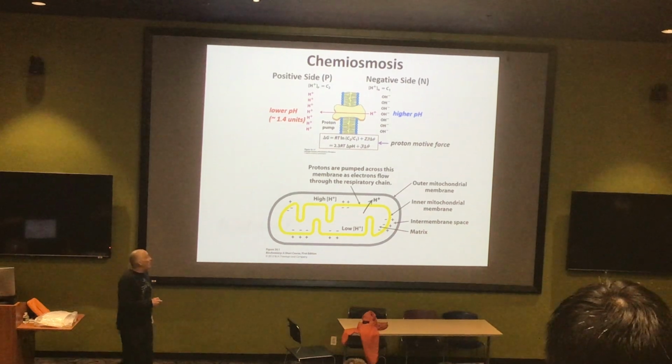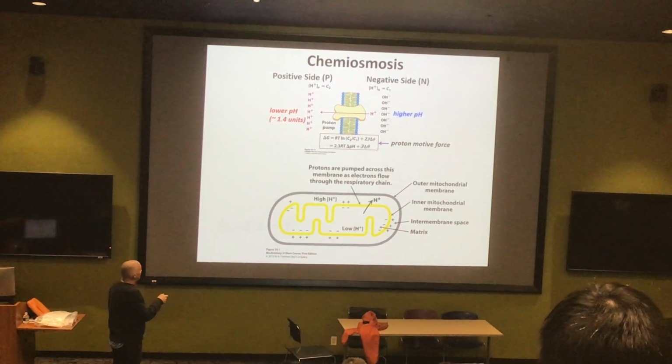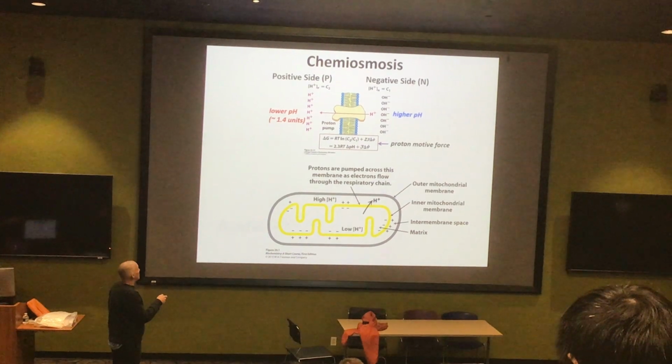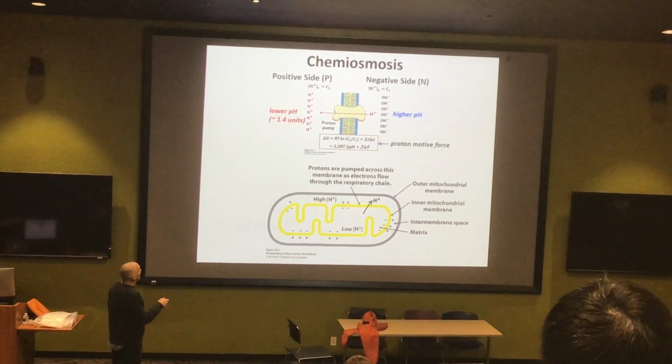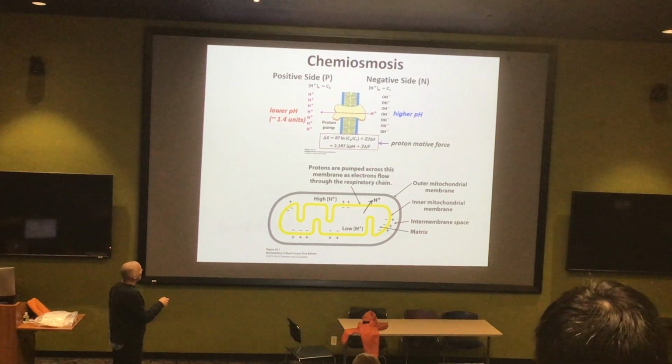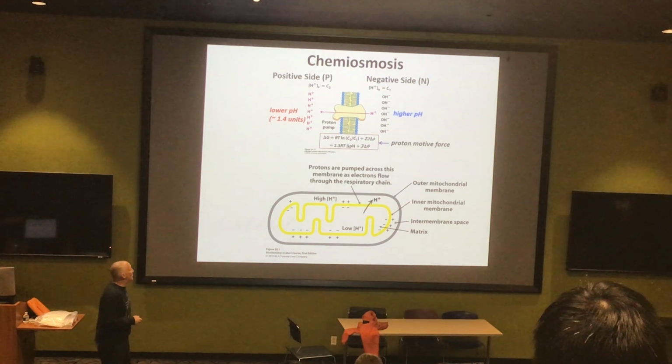Just to remind you, here's the gradient we have. So we're on the positive side of the membrane. This is the cytosolic side between those 2 membranes. We have lower pH where we pumped the protons out here, and here's the higher pH. This is what is called the proton motive force equation. So there are some practice problems for doing so.